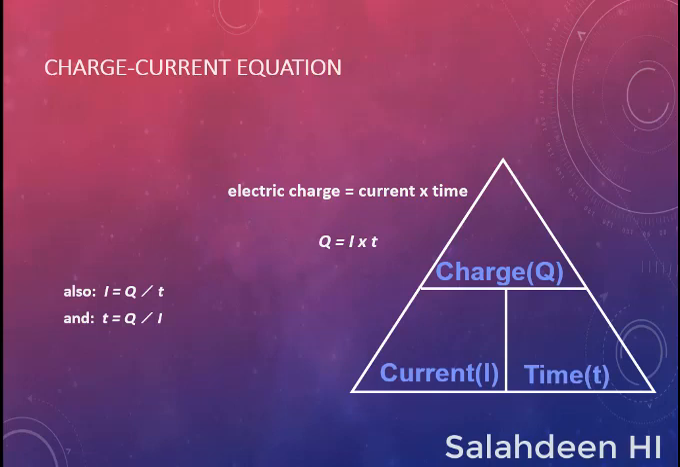Now, in order for us to get the current, let us cancel this. It means what we have here will be Q divided by T, meaning the one we cancelled, the current, will now be equal to what remains, that is Q divided by time. So we have it like this.